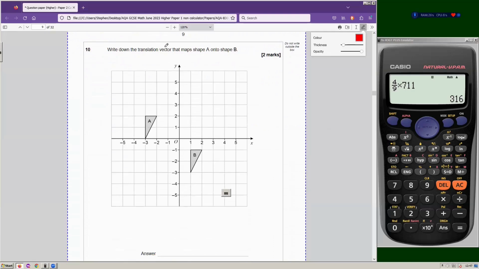Write down the translation vector that maps shape A onto shape B. It's going along 4, and it's going down 3. So our translation vector is 4 for the x, -3 for the y. We do it vertical because it's a vector rather than a point.